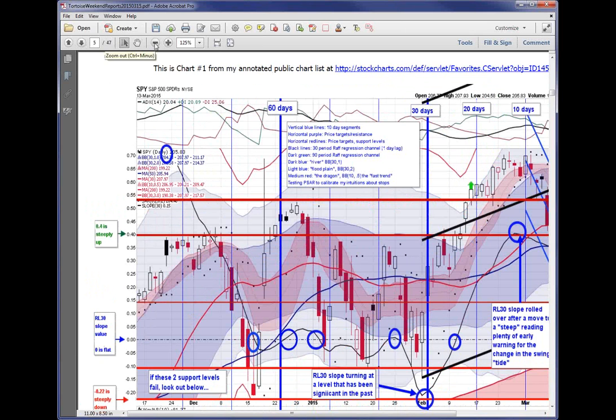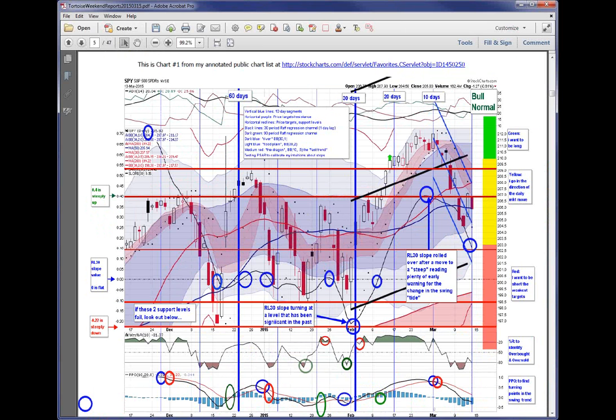Next up is the market health check. These vertical blue lines represent 10, 20, and 30 days to look back, and 60 days to look back, or the 30 and 60, the big thick blue lines. The horizontal red lines are price levels that were once resistance and are now support. On the way down, they act as price targets.